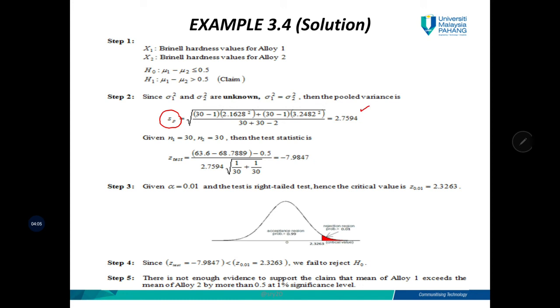The next step is to look at the sample size. Both sample sizes are large, so you need to use the z-test. Then apply the formula for the z-test, and simplify your answer to 4 decimal places. Step 3, step 4, step 5 as usual.